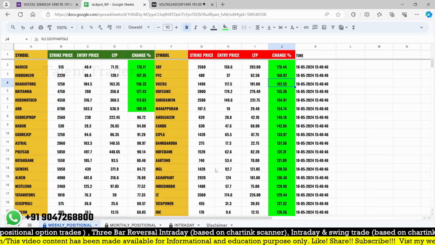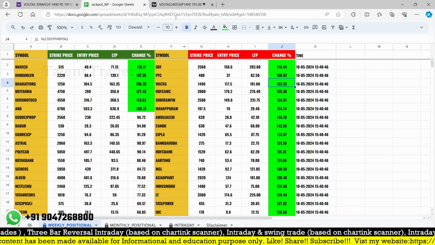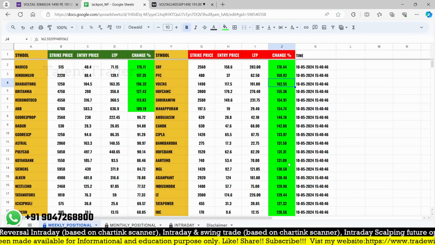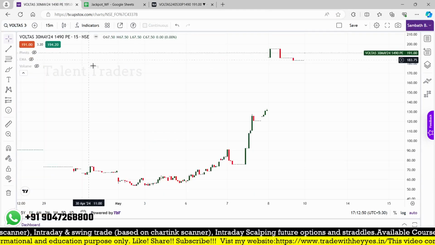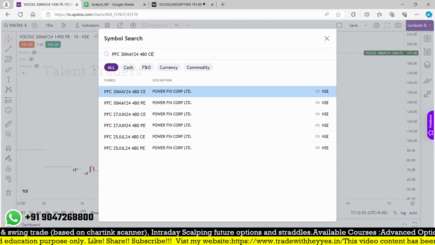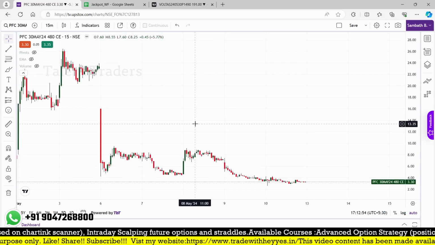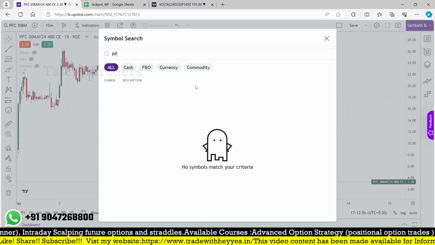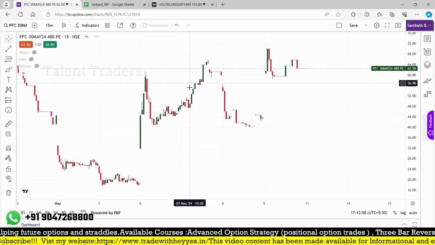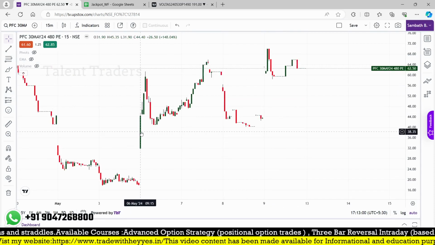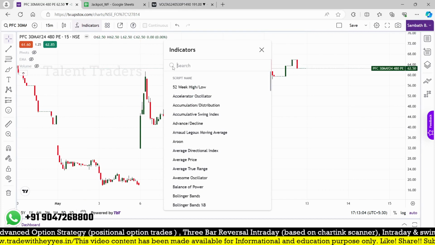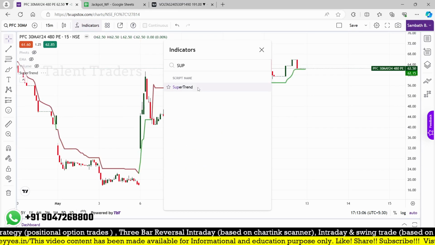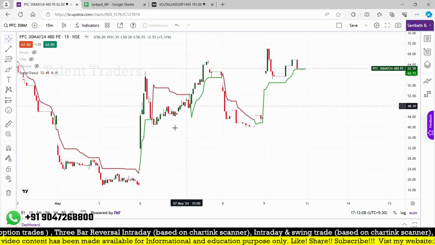If you are using it for intraday, you should follow your own, and this will help you to select stocks. Most probably PFC 480 was at the top. So maybe you will find an opportunity in the PFC 480 put option. There was a huge movement on the 6th of May itself. If I'm simply using a Supertrend, it may tell me where I should keep the stop loss.